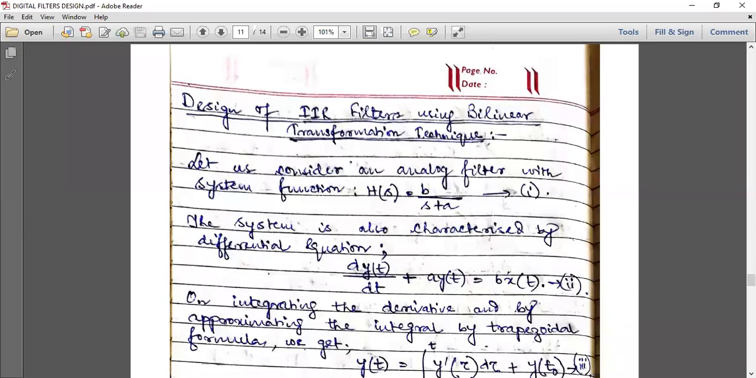You see, the heading is written: design of IIR filters using bilinear transformation technique. Before going to the note, I'm telling something. Listen to it carefully first. It's the introduction, and after that you can go through the note.